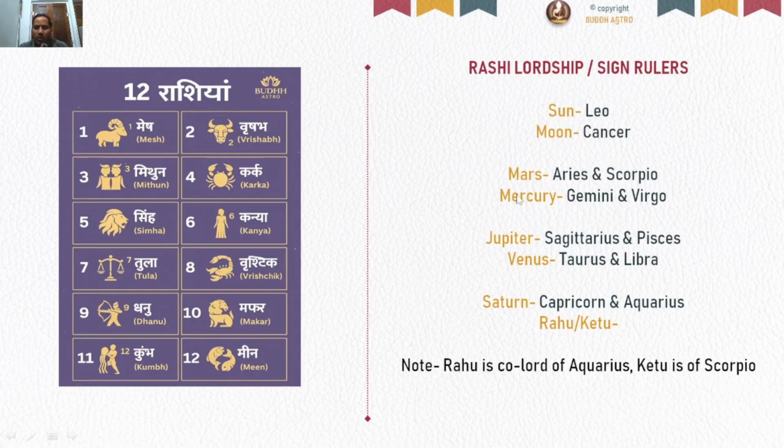Then Mars, Mercury, Jupiter, Venus, and Saturn have two houses. Mars is Aries and Scorpio, that is first and eighth. Mercury is Gemini and Virgo, that is third and sixth. Jupiter is Sagittarius and Pisces, that is ninth and 12th. Then Venus is Taurus and Libra, so Venus will be the second and seventh. Saturn is Capricorn and Aquarius, that is 10 and 11. Right? So this you have to remember.